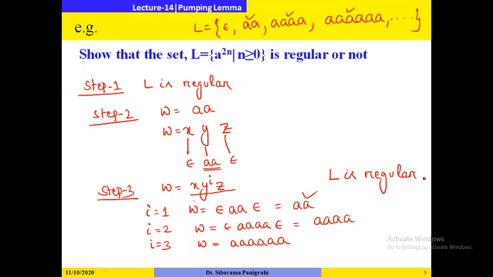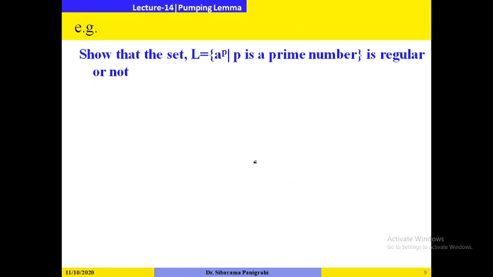So if I am able to generate a string which is not present in L, then I can prove that L is not regular. Let me go through another example where I will prove that the language is not regular. Here let me show whether a to the power p, where p is a prime number, is regular or not. So L equals a to the power p for prime p, meaning 2, 3, 5, 7. So you will get aa, aaa, and similarly a to the power 7, it will go like this.